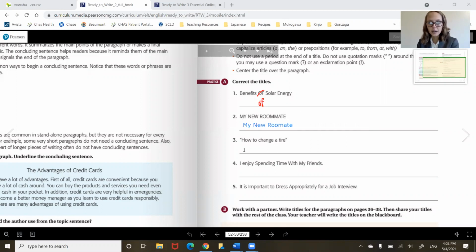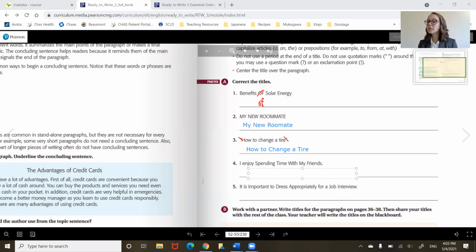Then how to change attire. So first, we don't put these on a title. And second, some of these words need to be capital. So how, capital, to, no. Change, yes. Okay, I enjoy spending time with my friends. This is a sentence. Titles are not sentences. So we need to make this shorter.